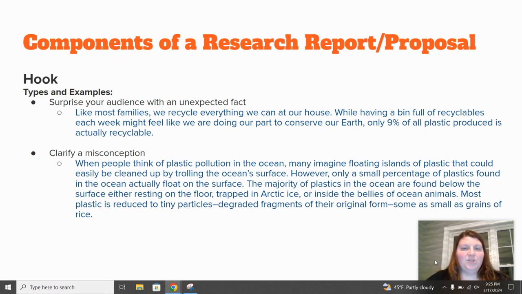So the misconception is that people think that plastic pollution in the ocean is just on the ocean surface, but actually the majority of it is somewhere below the surface, and a lot of it is degraded down into small fragments. Some of it as small as grains of rice. So that should show my audience that this is a much bigger deal than maybe they think it is.